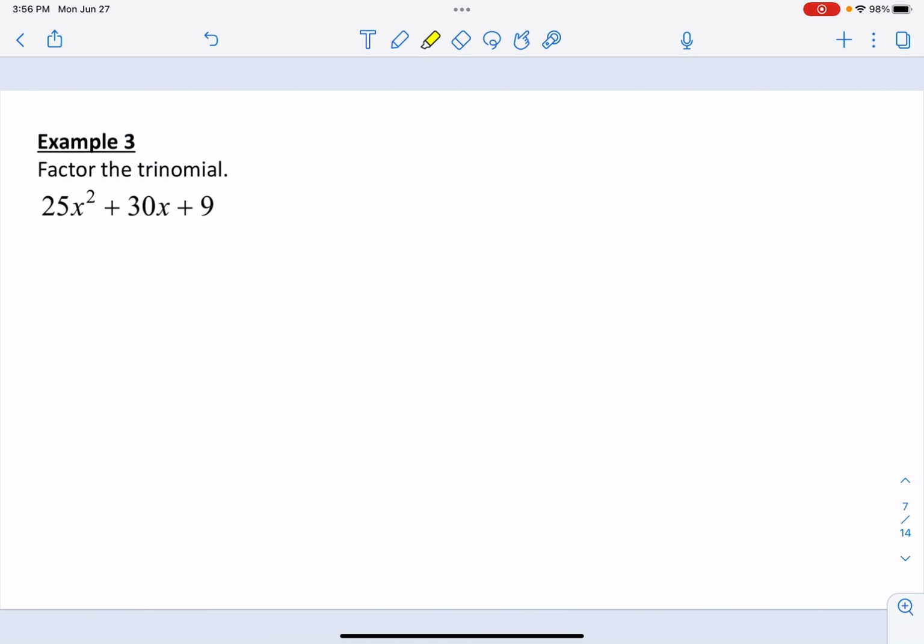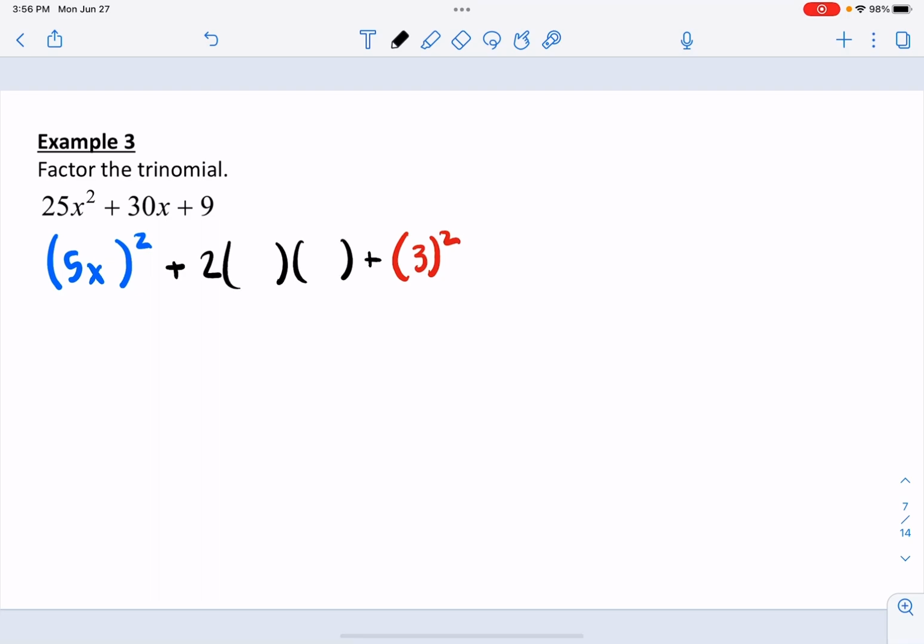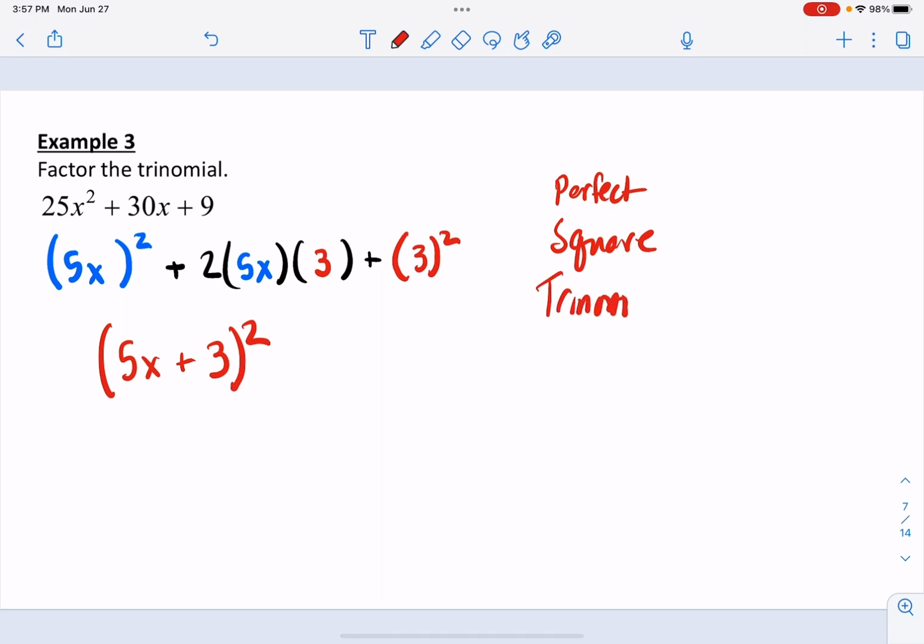Okay, so factor that trinomial. I notice it's a trinomial, but I also notice something else. I notice the first term is a perfect square. I notice the last term is a perfect square. Now I have to check. Is that 30x, 2 times a times b? Well, a in this case is 5x. B in this case is 3. Well, 2 times 5 is 10 times 3 is 30. I feel like that's very similar to the one that we did. So I end up with (5x plus 3) squared. So this was a perfect square trinomial.